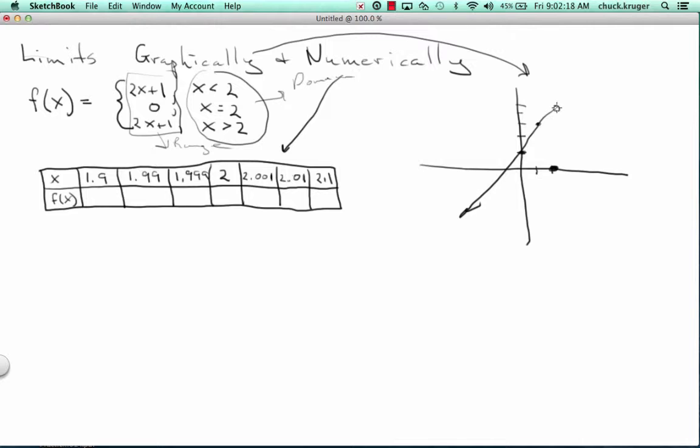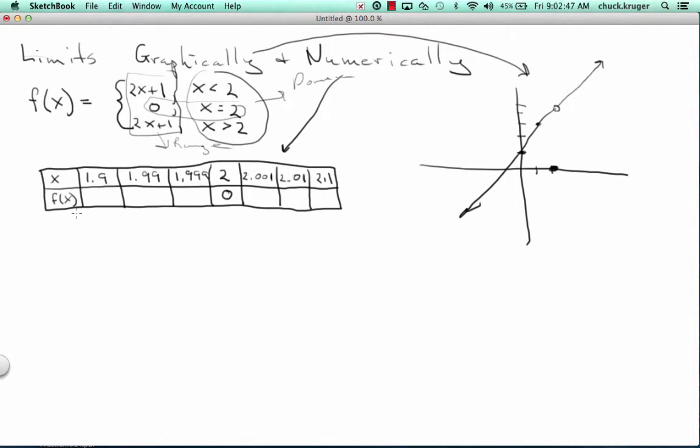So it's a line with a hole in it, and then there's an alternative spot. So when I get at 2, I jump down. Otherwise, I'm right on this line. And that's what that piecewise looks like. So if I put my values in here, this value right here, based on the definition of this function, has the value 0. Because that's what I said. When x is equal to 2, that value is going to be 0.